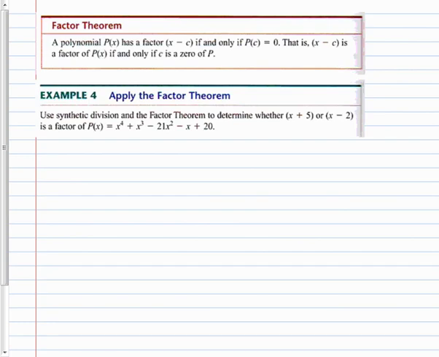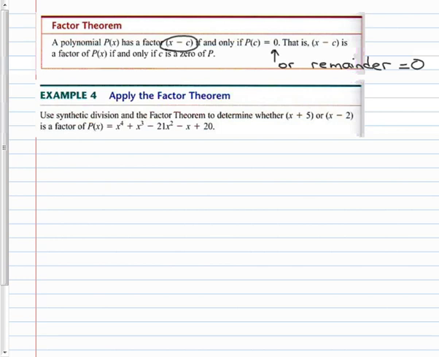The factor theorem says a polynomial p of x has this factor if and only if we get a 0 when I substitute the c, or the remainder is 0. They should have said, or the remainder equals 0, because in the remainder theorem we discovered that substituting or the remainder is the same value.